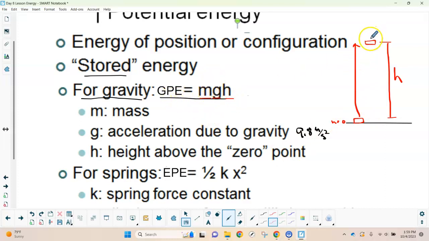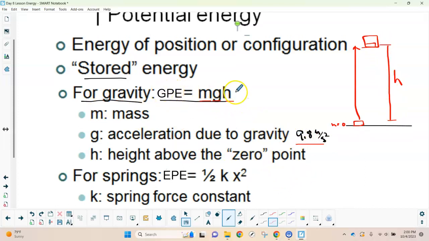So the mass: the bigger the mass, so if you had a bigger brick or a bigger object, the more massive it is, the more energy it's going to have. The acceleration of gravity is kind of fixed, especially since we do our problems on Earth. But if you were on a different planet that had more or less gravity, that would affect the gravitational potential energy. And then the height: the higher it goes, the more gravitational potential energy. So they are all directly related. If you increase any of these factors, m, g, or h, then the GPE will go up.